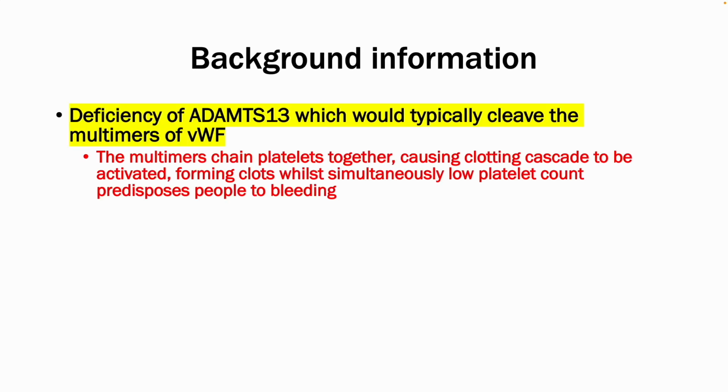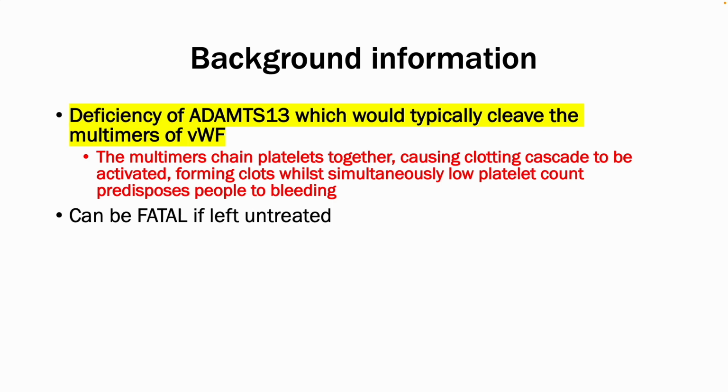For some key background information, TTP is a deficiency of ADAMTS13, which would typically cleave the multimers of von Willebrand factor. For some pathophysiology, what happens is those multimers form chains and they chain the platelets together with them, which causes the clotting cascade to be activated, resulting in clots forming. Simultaneously, those platelets that get chained with the multimers result in a lower platelet count present in the bloodstream, which predisposes the individual to bleeding at other sites.